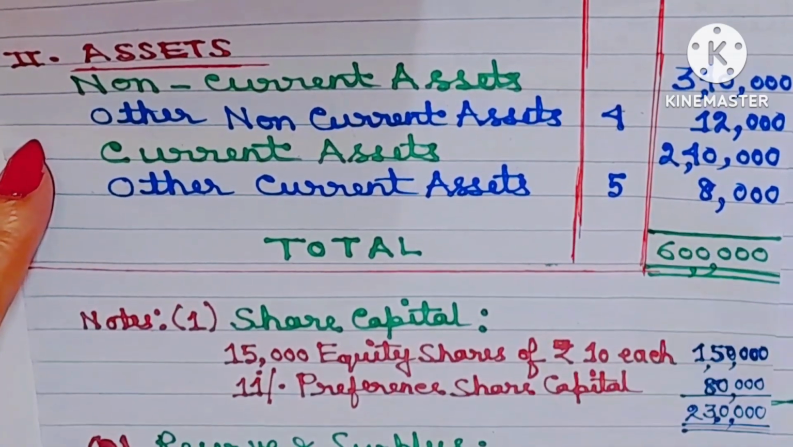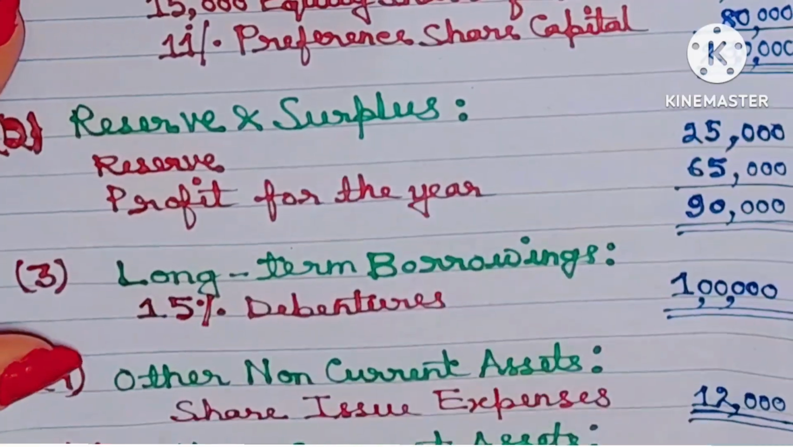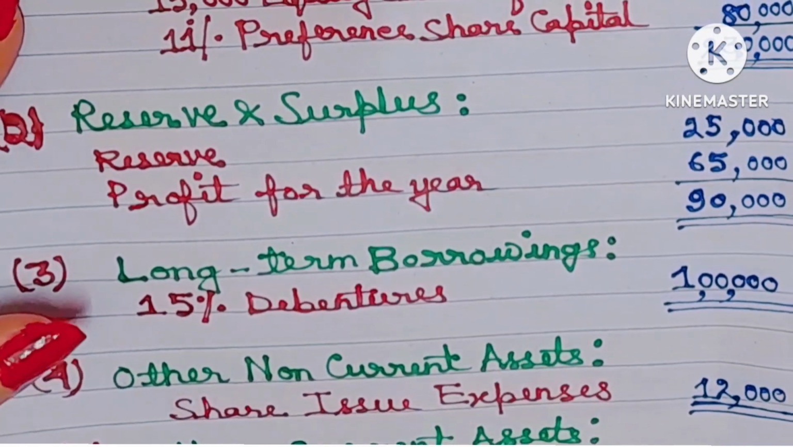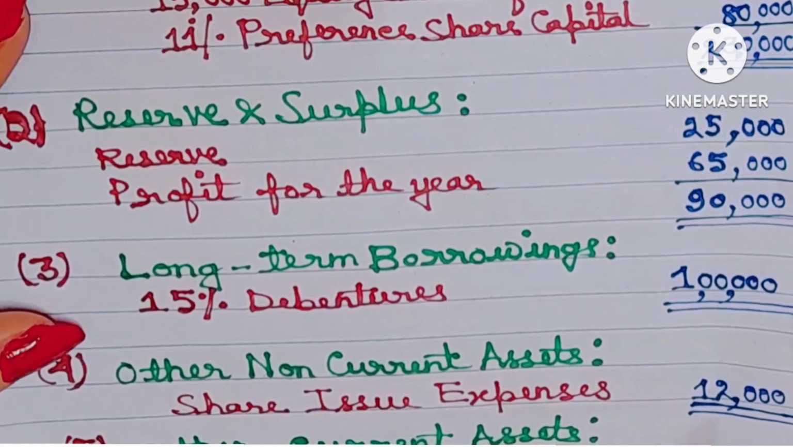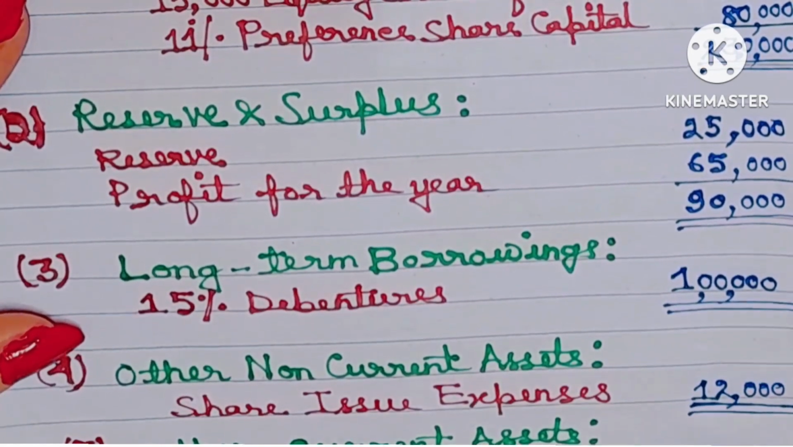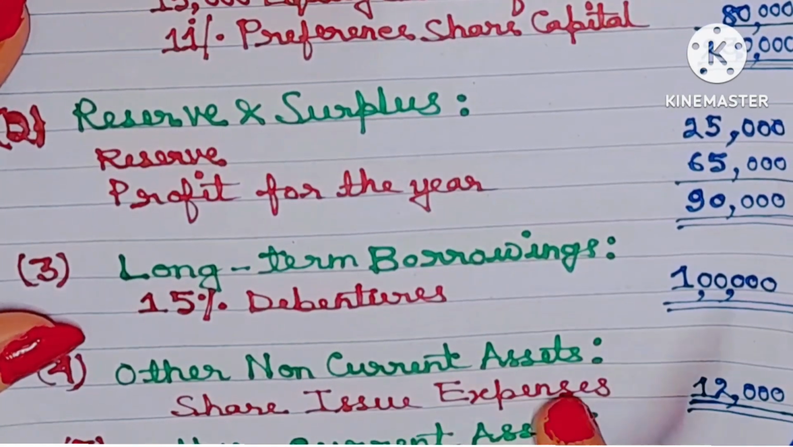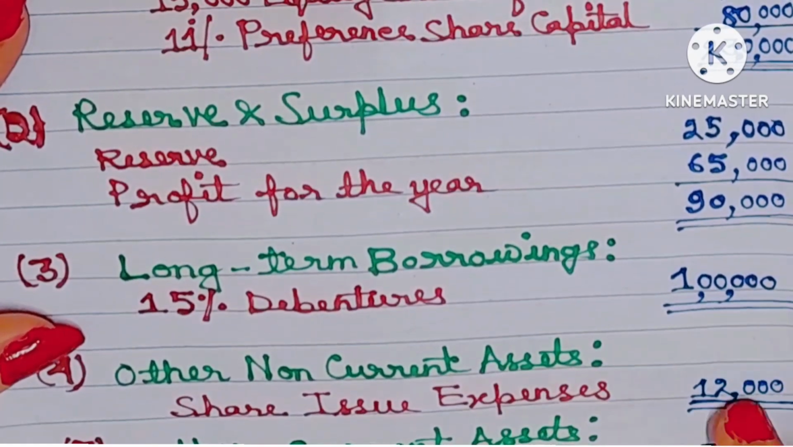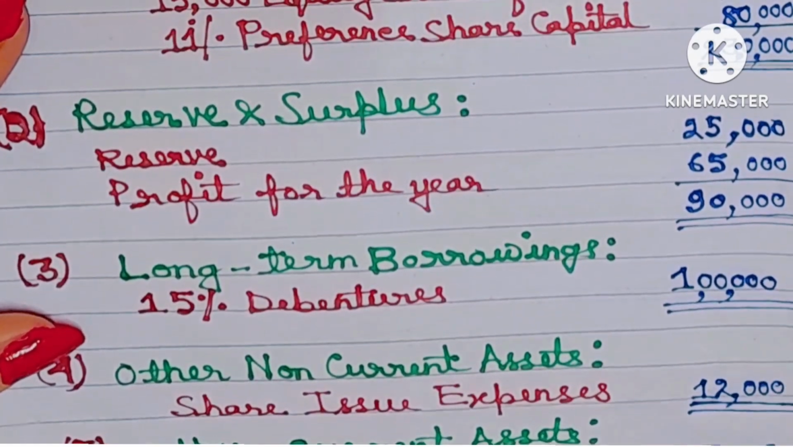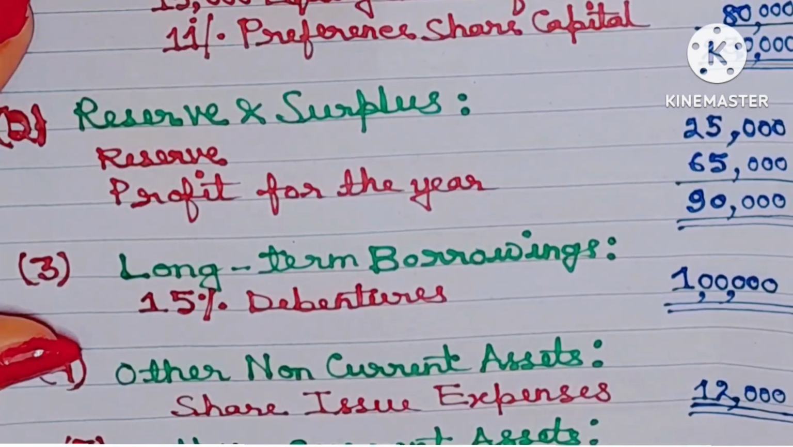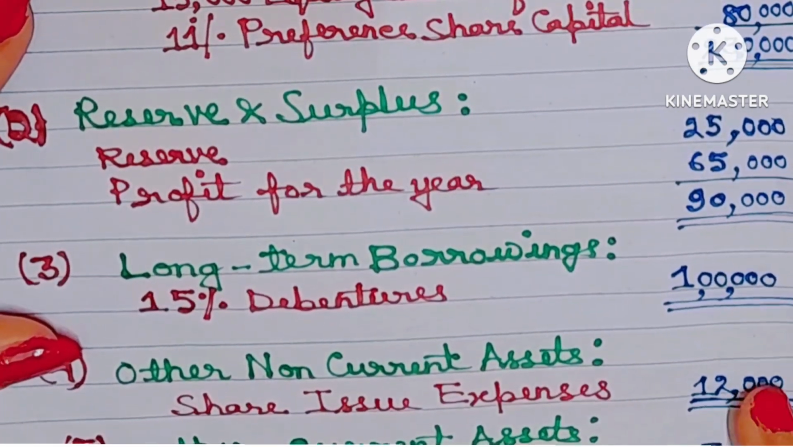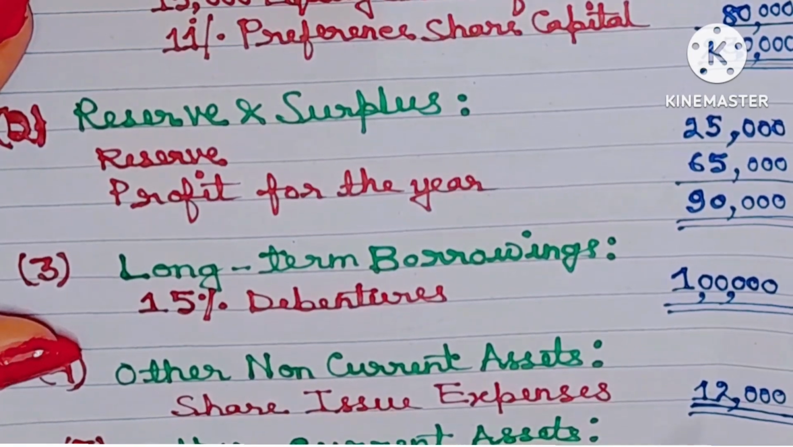Now let's go through the footnotes. Number 5, other current assets is equal to share issue expenses 3,000. Underwriting commission is equal to 5,000. That is 8,000. So share issue expenses twice. 12,000 plus 3,000. Okay. So share issue expenses will be 15,000. And underwriting commission will be 5,000.